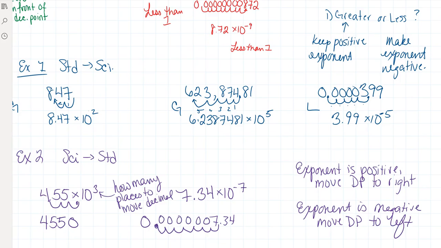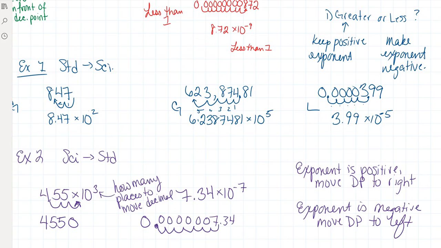So when we go from scientific notation to standard notation, we're going to use the basis of the exponent. If I move my decimal point to the right, I do that because there's a positive exponent. It's greater than 1. If I move my places to the left, it's going to be negative, which means it's less than 1. It's going to be a negative power of 10, which says it'll be a value that's less than 1.